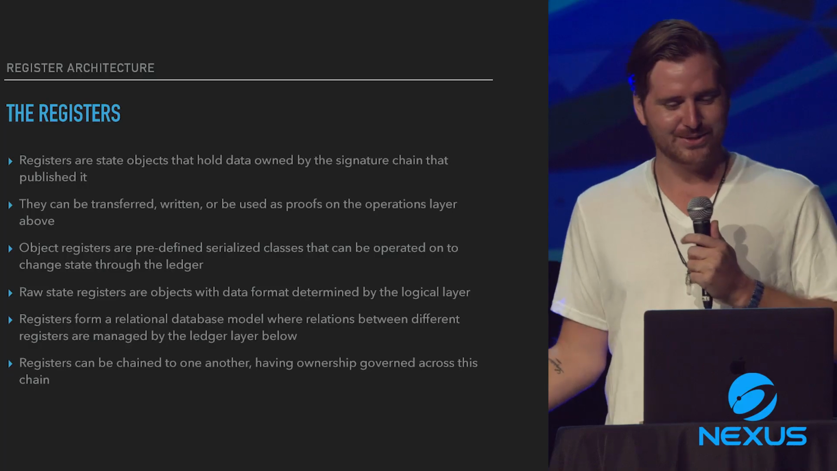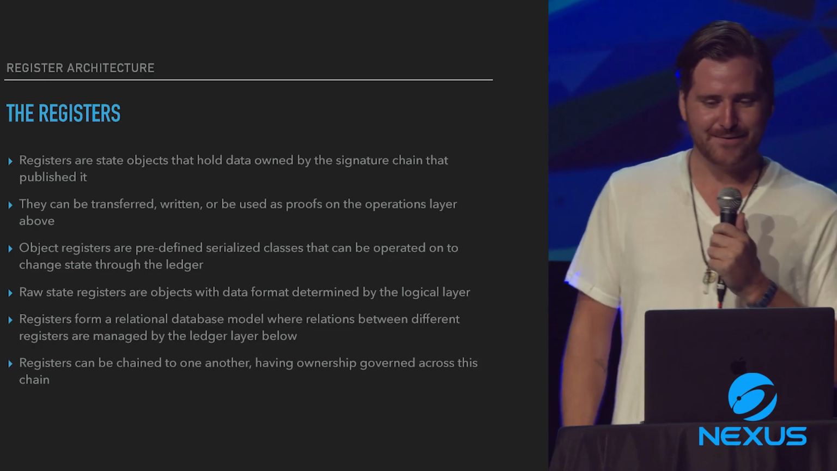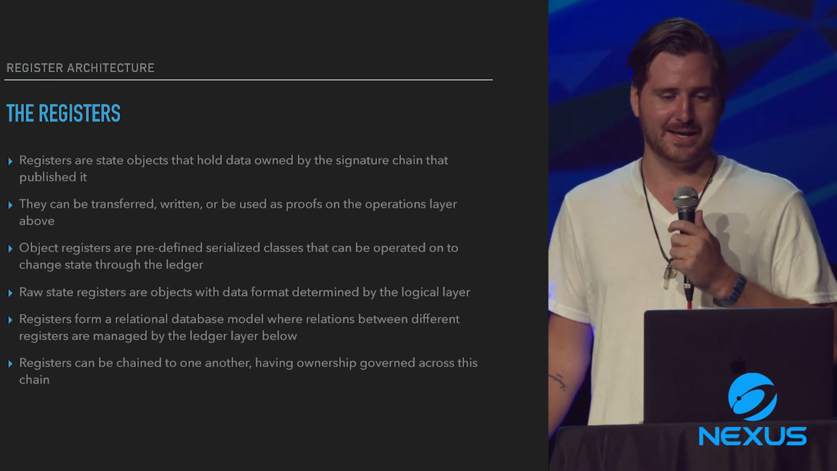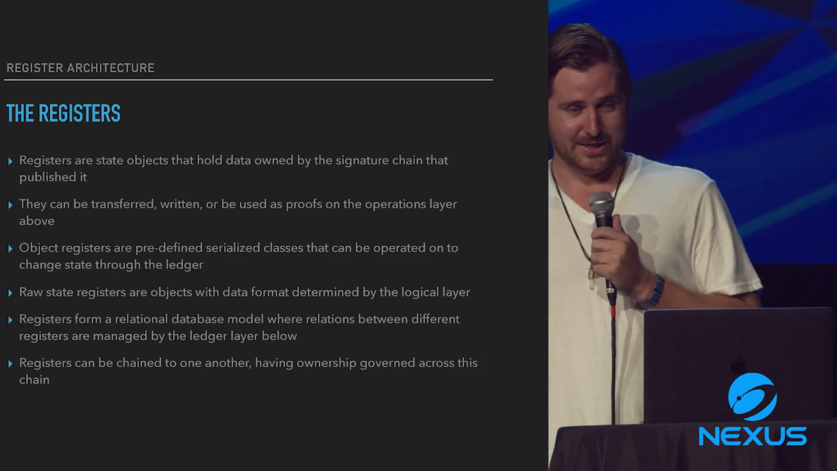I generally don't like to use the word smart contract because I see smartphones, and smart TVs, and what else needs to be smart for us to be dumb? But anyway, I like 'advanced' just to change the lingo a little bit and make a couple bad jokes. But object registers are predefined serialized classes that can be updated and change state through the ledger.